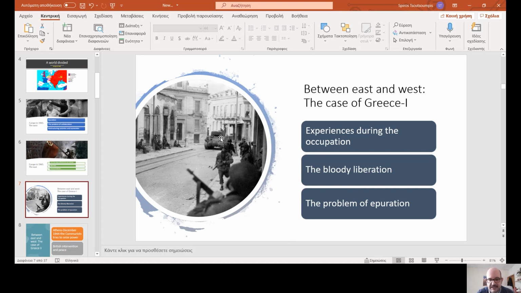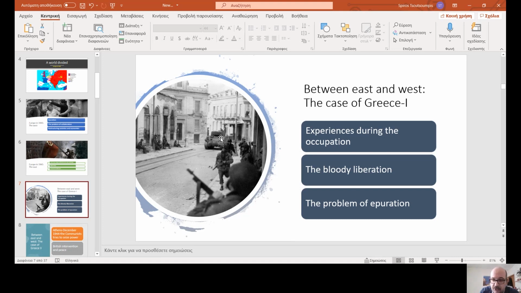And this fighting escalates in the summer of 1944, just on the eve of the liberation of Greece. And in the summer of 1944, approximately 30,000 Greeks are killed by pro-communist partisans in a series of bloody battles. And this leaves behind a bitter legacy. Now, Greece is liberated in October 1944 by British troops. And so the British and the Greek government try to find a solution to this problem, the problem of punishing collaborationists, of restructuring the economy, and so on.